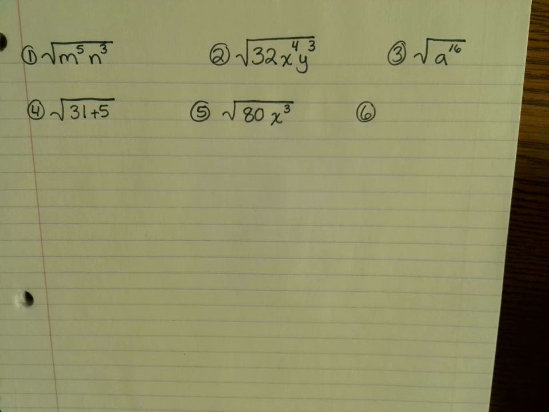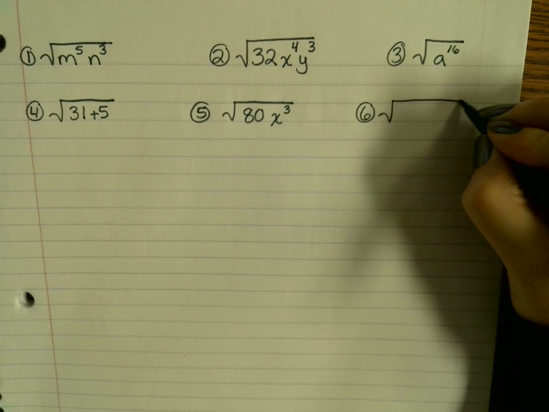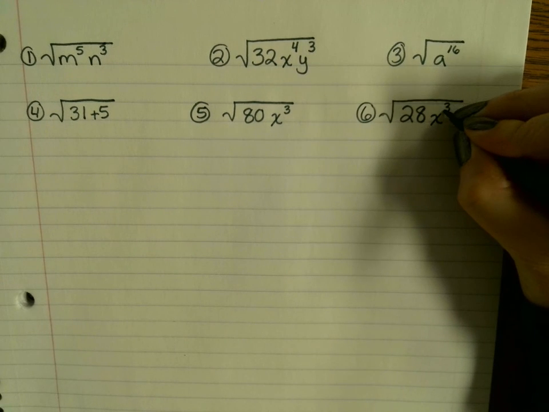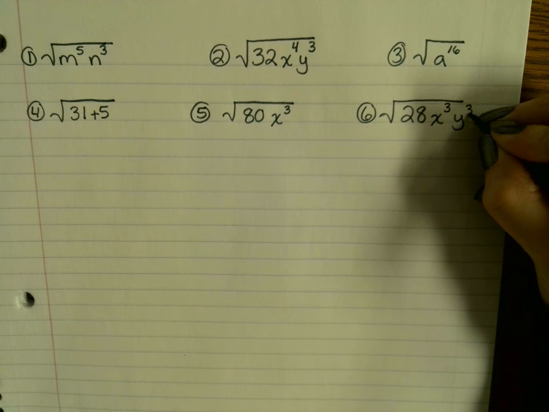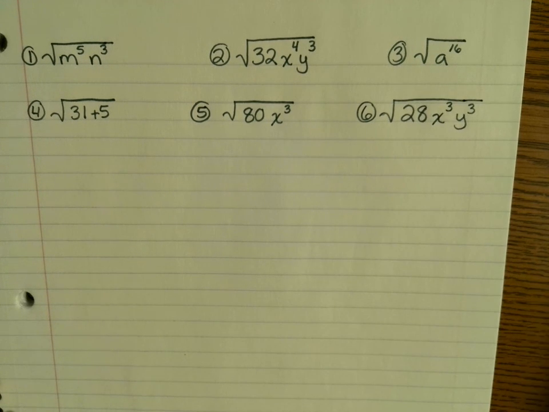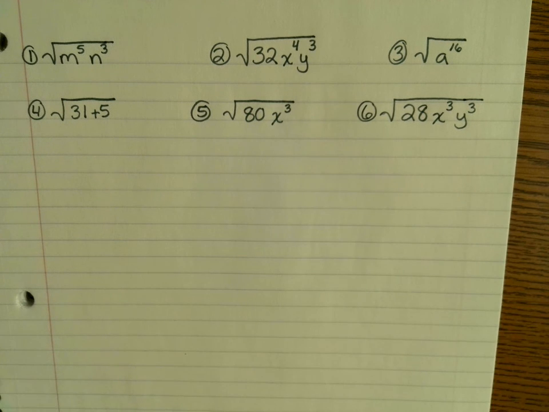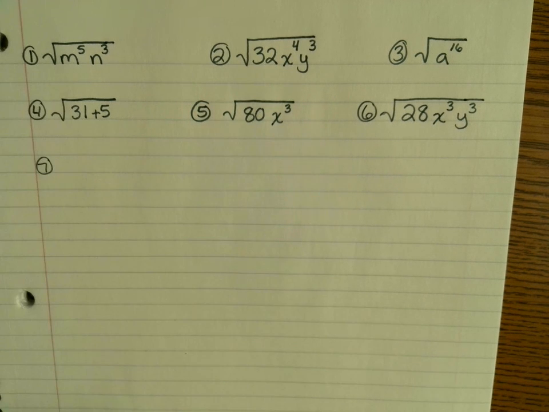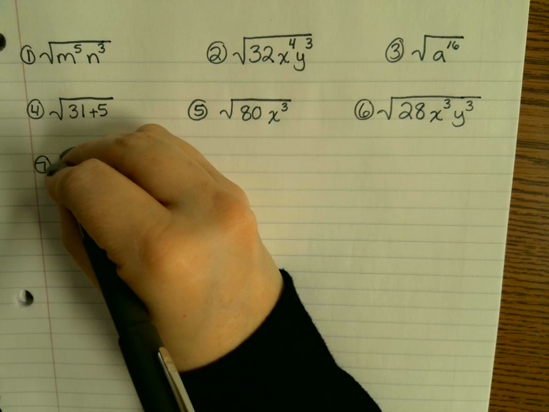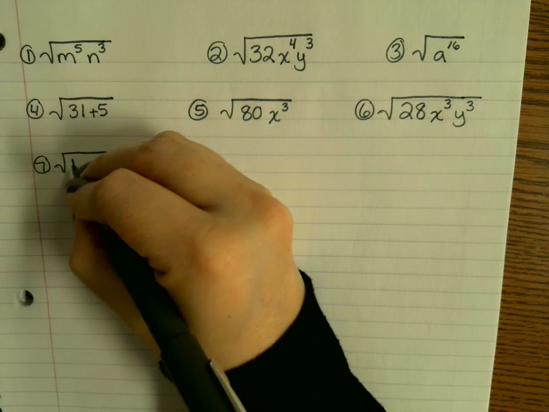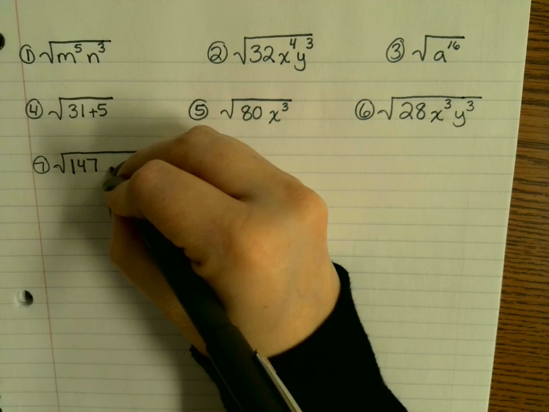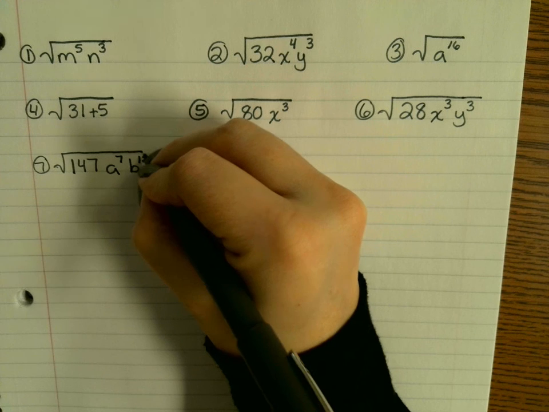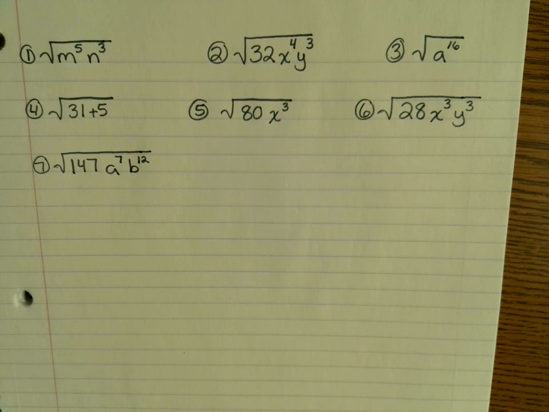Number 6, the square root of 28, x to the 3rd, y to the 3rd. Number 7, the square root of 147, a to the 7th, b to the 12th.